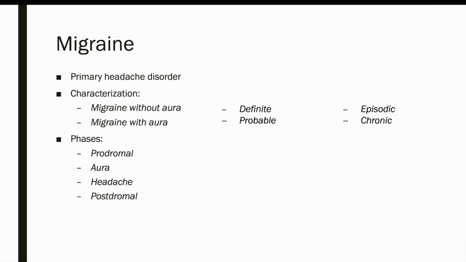Aura is typically a focal neurologic deficit that can last a few minutes to up to 60 minutes typically, but can sometimes last up to a day or several days depending on the aura. Headache is the actual pain associated with the migraine, and postdromal phase is the recovery phase that can involve some of the similar symptoms that are seen during the prodromal phase.